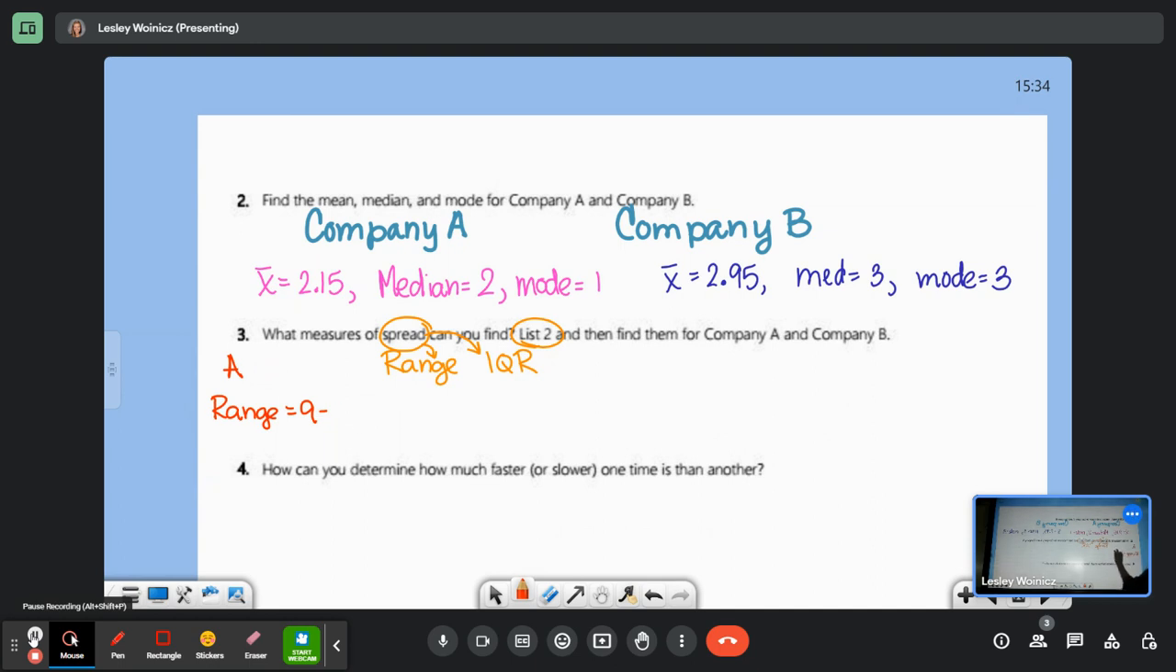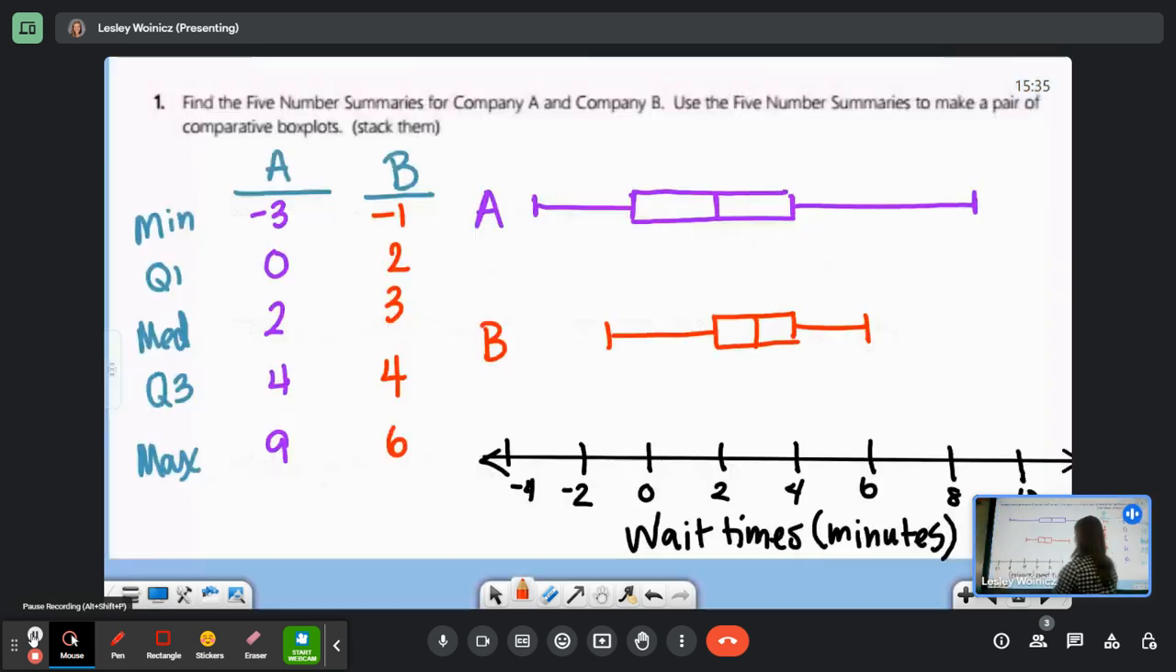Wait. Minus 3? It's 12, right? Does everybody understand why it has to be 12 and not 6? Because if you go back to look at your number line, it's like 2, 4, 6, 8. It's not 6, right? It's 12. Everybody see it? Okay.